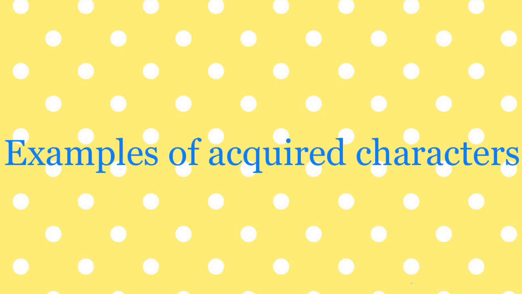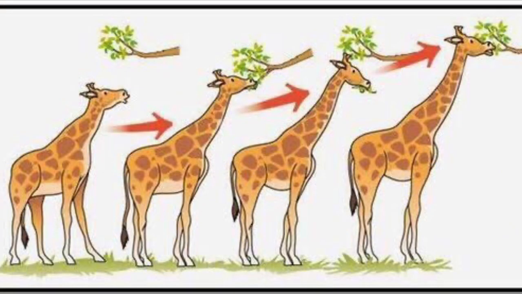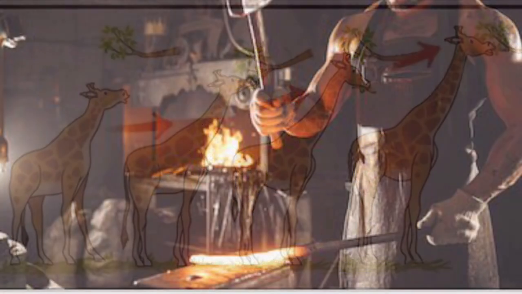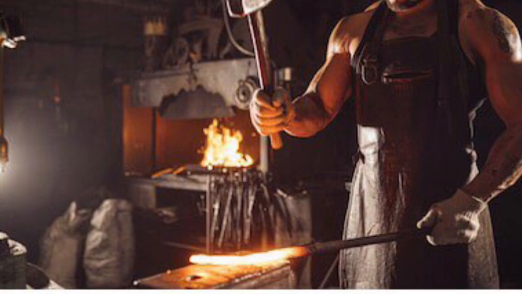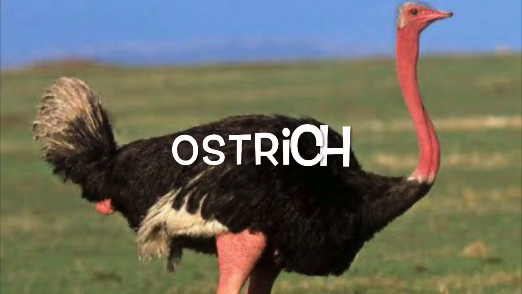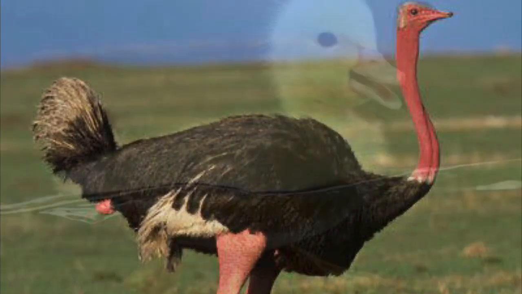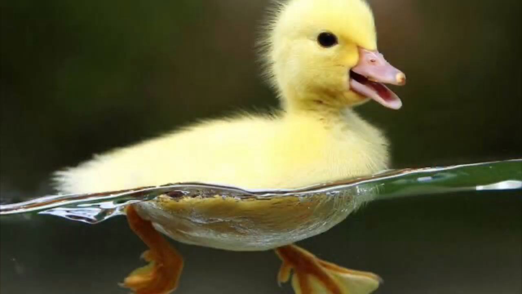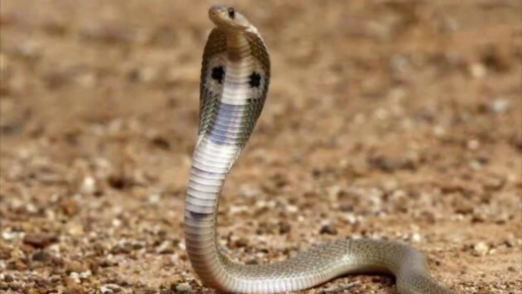Examples of acquired characters. For several generations, giraffe extended the neck for browsing on leaves from heights. Due to such extension of neck, giraffe became long-necked. Due to frequent hammering movements, shoulders of the ironsmith became very strong. Flightless birds like emu and ostrich have weak wings as they do not fly. Due to wading and swimming in water, the hind limbs of aquatic birds such as swan and duck became fitter for such mode. Due to burrowing habit, snakes lost the limbs. According to Lamarck, such acquired characters are inherited by the next generation.